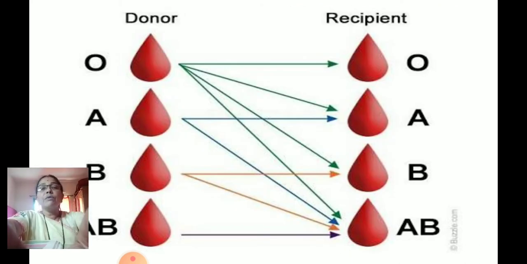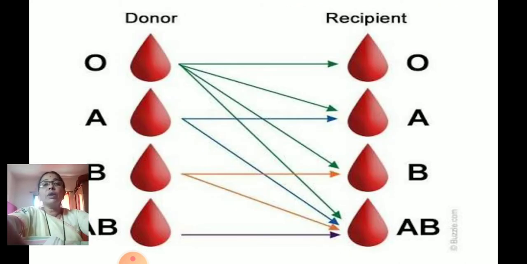So who can give the blood to whom? One is the donor and the other one is the recipient. Suppose you are blood group O, so you can donate your blood to all the groups. So O is called the universal donor. Got that? So blood group O people can donate their blood to everybody.